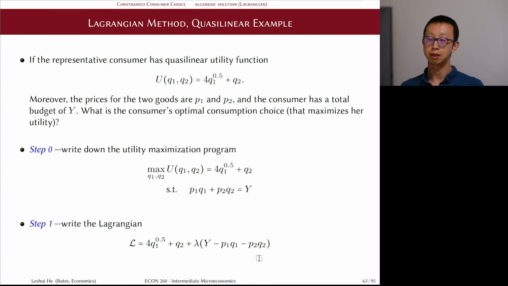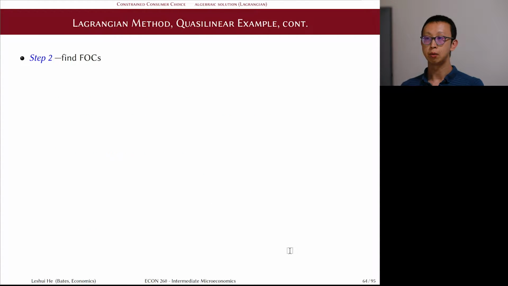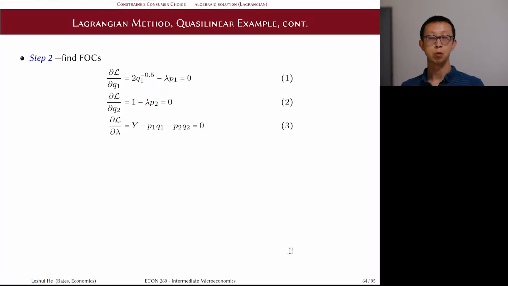Now, with the Lagrangian in place, we can take first-order derivatives with respect to the two control variables Q1, Q2, and lambda, and that will give us three first-order conditions once we set these derivatives to zero. In this case, because the utility is linear in Q2, the marginal utility is particularly simple in equation 2 here, which is just 1.